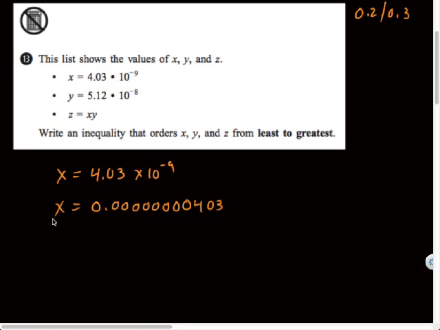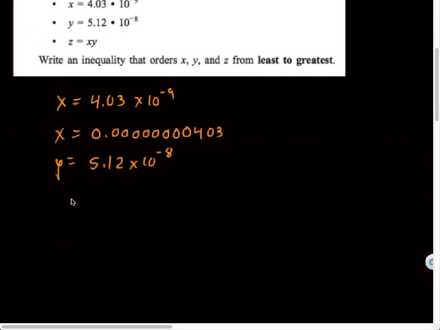All right, so there's x. Let's consider y for a second. That's 5.12 times 10 to the negative 8th. And that means 0 point, and there's going to be 7 zeros after the decimal. 1, 2, 3, 4, 5, 6, 7, 5, 1, 2. So there's y. So between x and y, which one's larger?